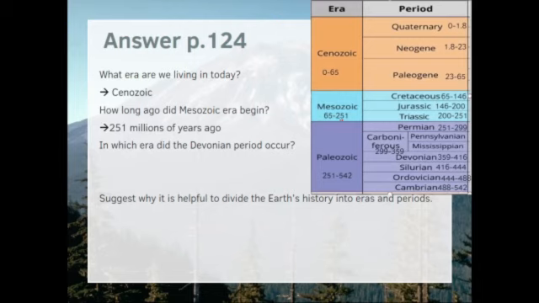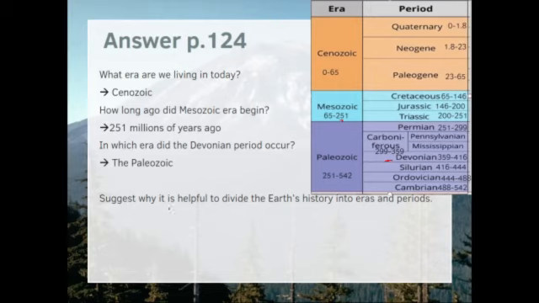Okay, it started here. In which era did the Devonian period occur? So let's search for the Devonian period. Devonian. Yes, it's here. When did it start? It will be for sure 416. Yes, it starts 416 million years ago, and this was in the Paleozoic era.